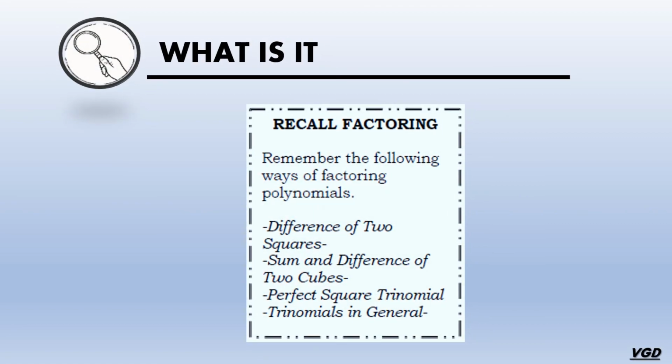You have to take note that in simplifying rational algebraic expressions, your knowledge in factoring, law of exponents, and greatest common factor is really vital in this lesson. So remember the following ways of factoring polynomials: the difference of two squares, the sum and difference of two cubes, the perfect square trinomial, the trinomials in general, and we also have factoring by grouping.